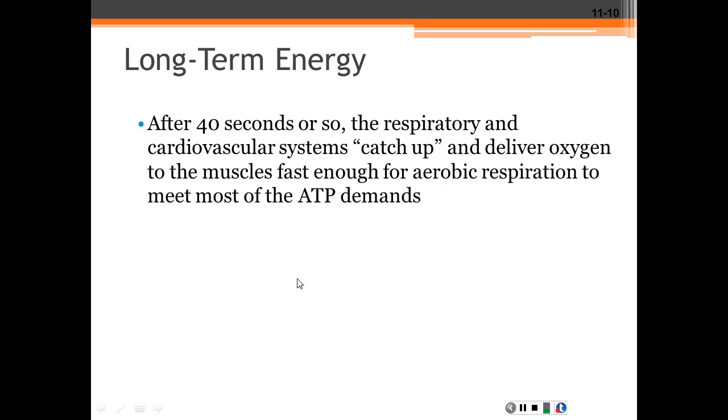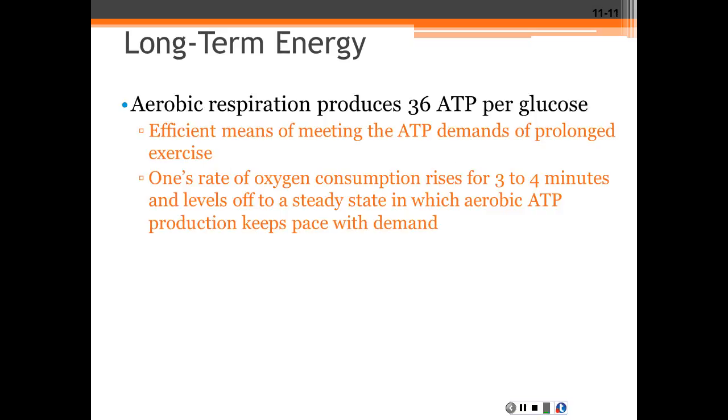Now when it comes to long-term energy, after 40 seconds or so, the respiratory and cardiovascular systems are going to deliver oxygen to the muscles fast enough for aerobic respiration to meet most of the ATP demand. So now we're in aerobic respiration, where we need that oxygen, and this is just after 40 seconds. Aerobic respiration is a very effective means of meeting the ATP demands of prolonged exercise. Oxygen consumption rises from 3 to 4 minutes, and then levels off at a steady state in which ATP production keeps pace with the demand. So after about 3 minutes, it's going to level off.